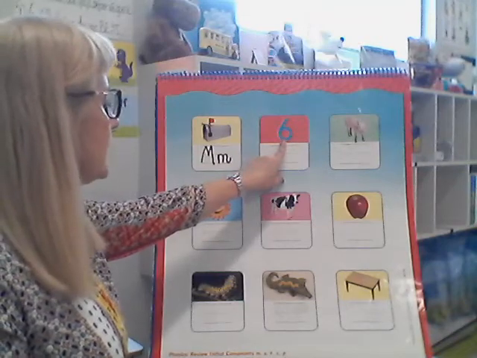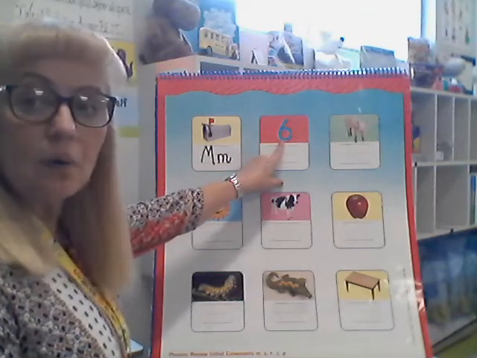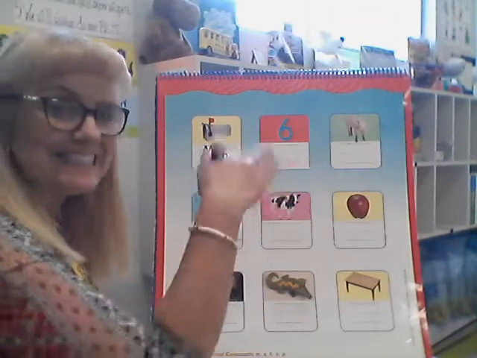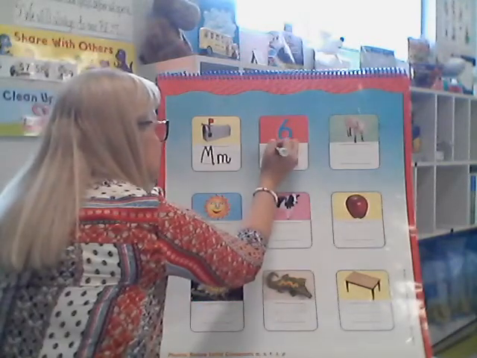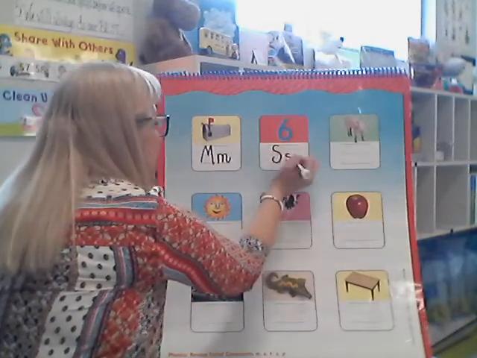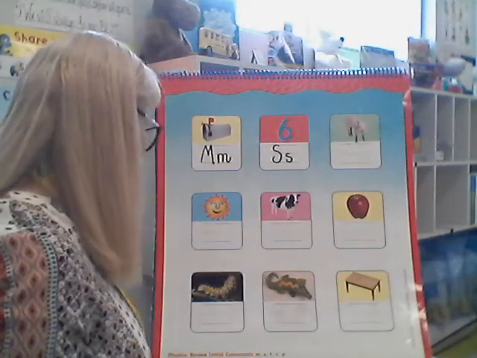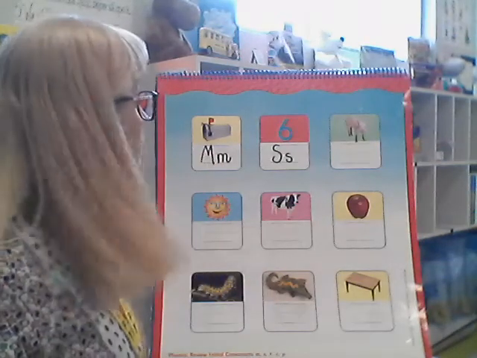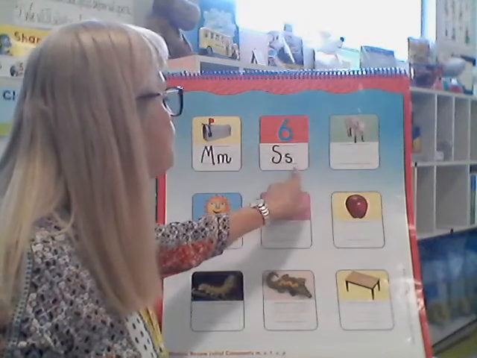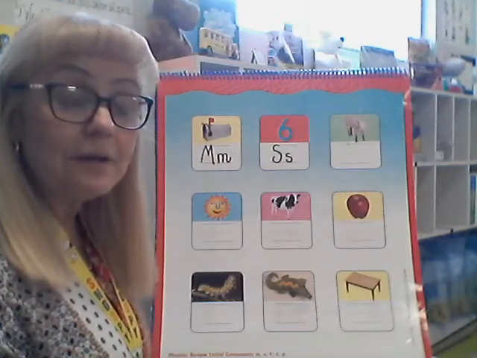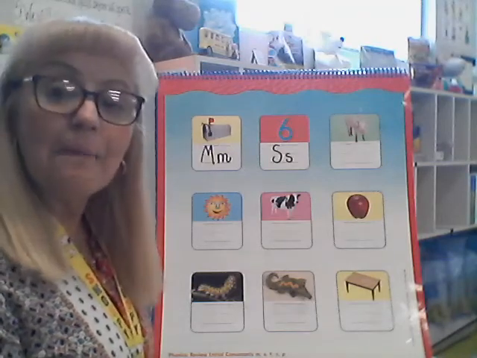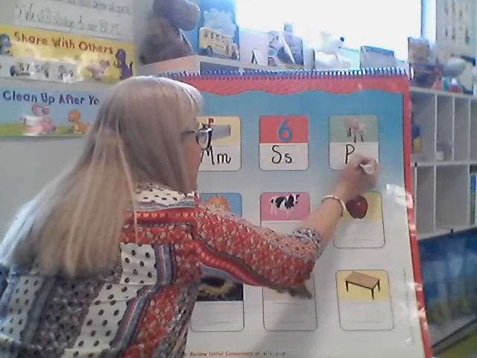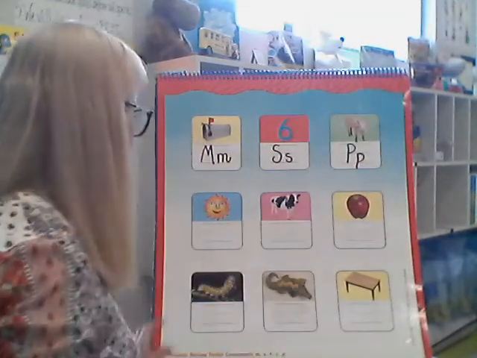Listen for the beginning sound. Six. Six. What sound do you hear in the beginning? So that is the letter S. Okay, so we'll do an uppercase and a lowercase S. All right, so let's go to the next one. Remember, you're listening for the first sound, or the same thing as beginning sound. All right. Pig. Pig. What sound do you hear? Yeah, great job. So we'll do an uppercase P and a lowercase P.